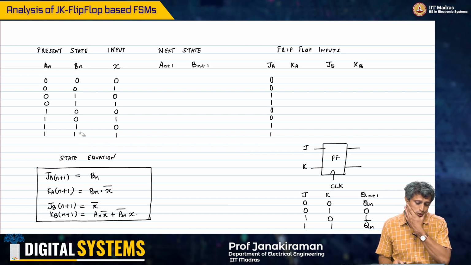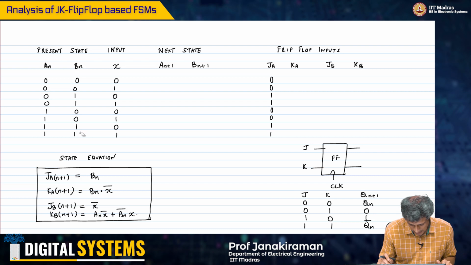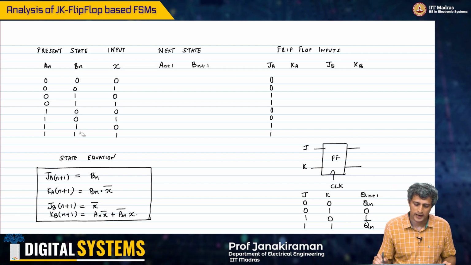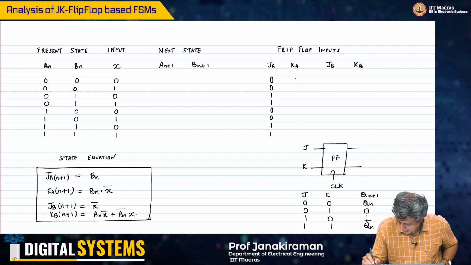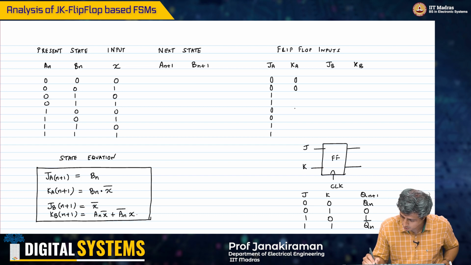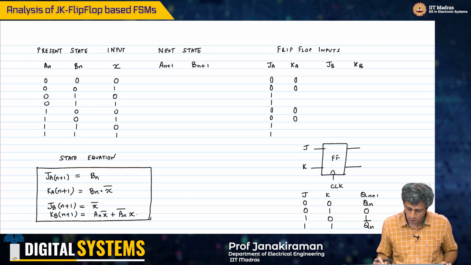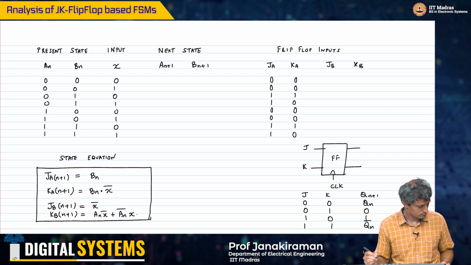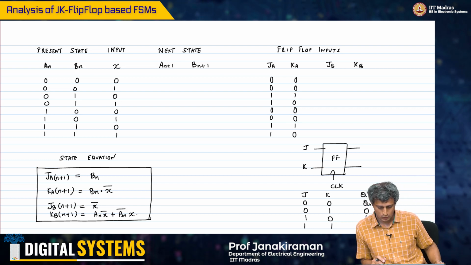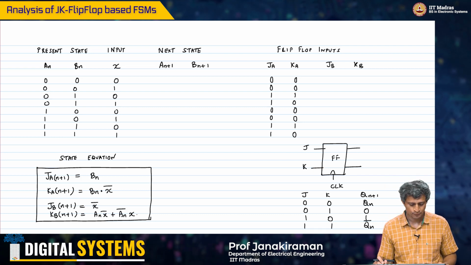Now on the other hand, KA is also going to be dependent on X, the input X. So wherever Bn is 1 and X bar is also 1. I'm going to look at wherever Bn is 1. Wherever Bn is 0, I can just write zeros, there is no problem. But wherever Bn is 1, I am going to look at where X is 0. So this is the thing, and therefore I get 0 0 1 0 0 0 1 0 exactly. So this is how you do the analysis.